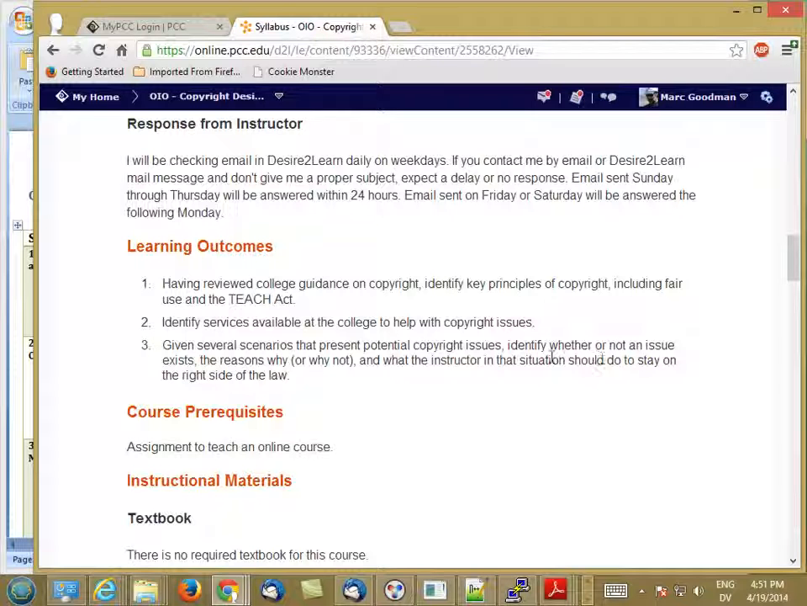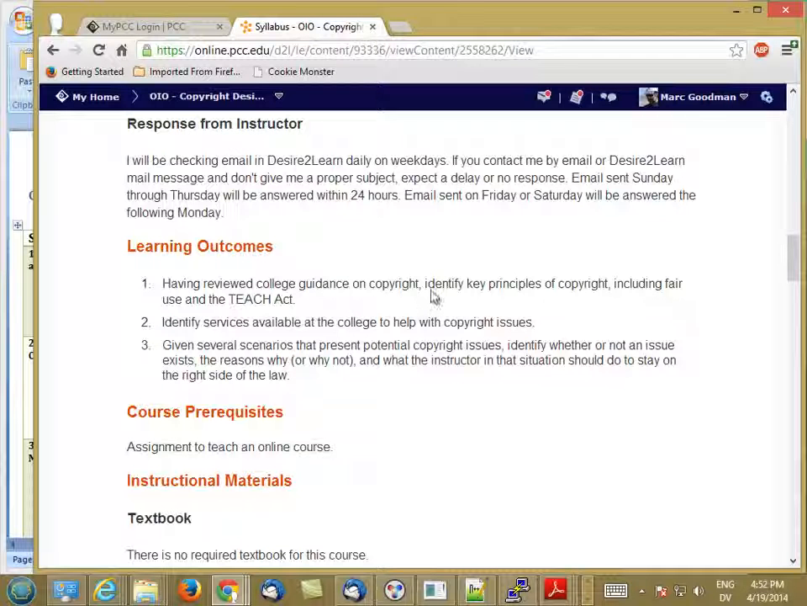Now, for writing learning outcomes, if you're in a position where you're going to be creating a new course from scratch and running it through the curriculum committee, there are some guidelines on how to write course level learning outcomes. And there's some current discussion going on about exactly the format that learning outcomes should be in. But for Quality Matters purposes, the important part is that each of these outcomes should be observable and measurable. So, for example, identify key principles of copyright, including fair use and the TEACH Act.